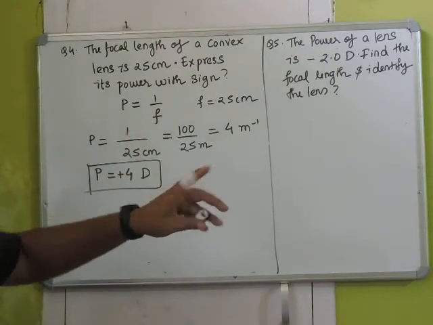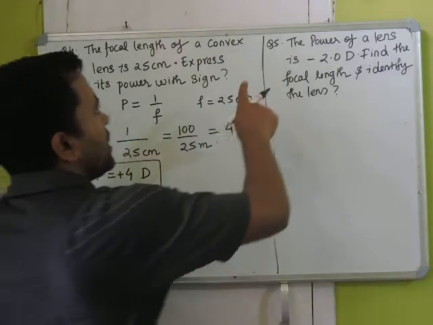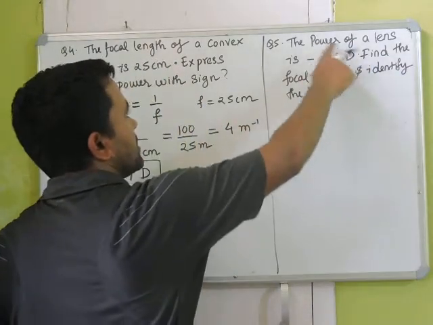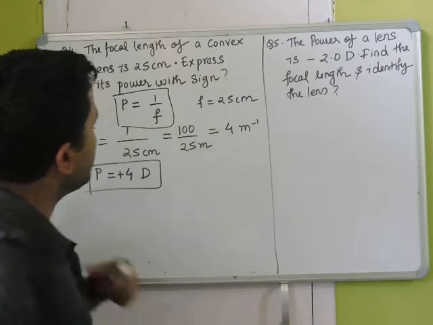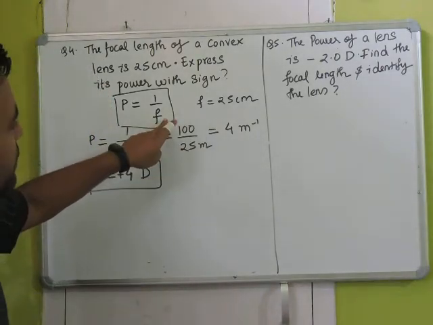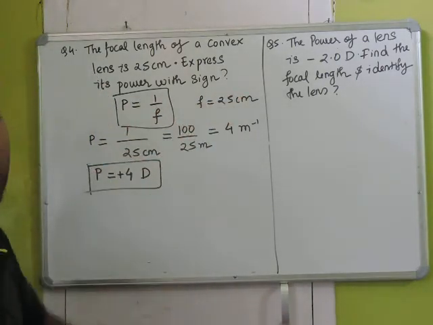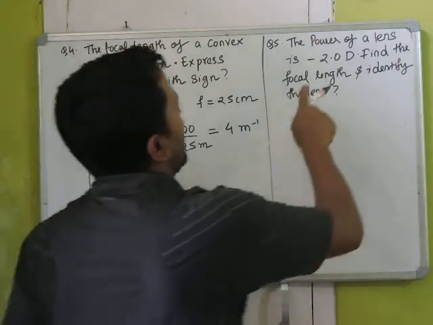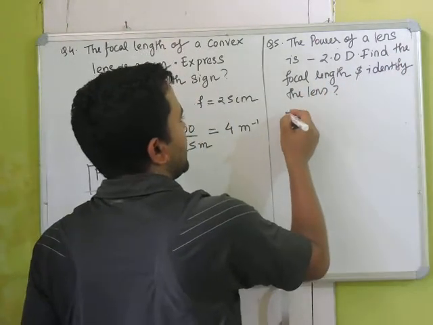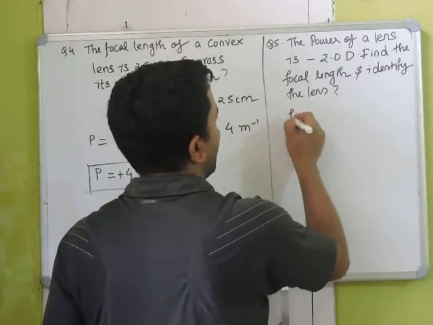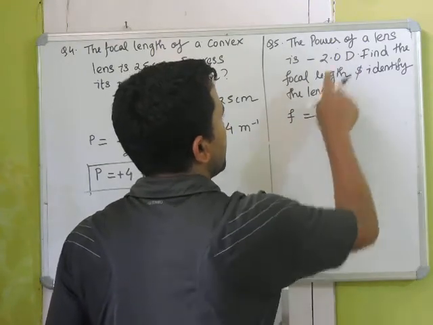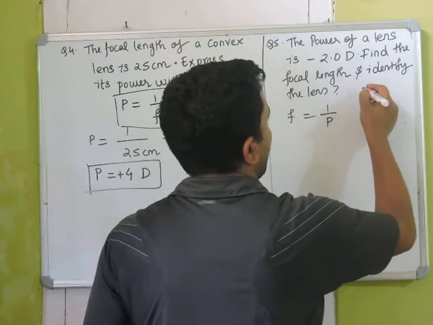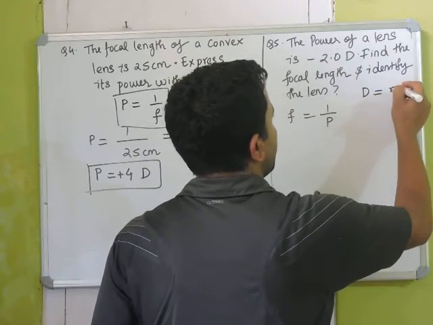Now if you see the next question, the power of a lens is given. Now power is equal to 1 by focal length, so focal length is negative for concave, so power will be negative for concave. Now we have to find the focal length, so again we will use the same formula. f is 1 by P. P is given in diopter. Diopter is also equal to meter inverse.